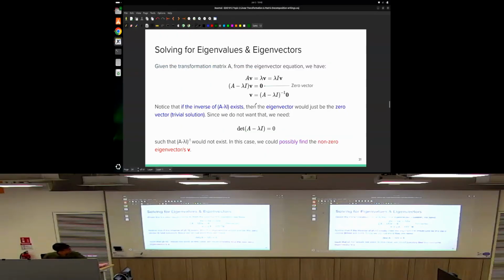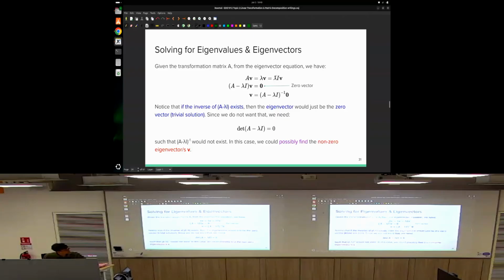The systematic way is to solve for the eigenvector from the eigenvector equation. We want Av equals lambda v. Lambda is a constant, a constant times a vector. In order to make it into a matrix times a vector, you just multiply by the identity matrix I. So lambda v is as good as lambda times I times v.